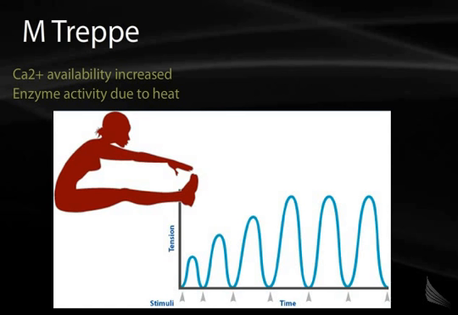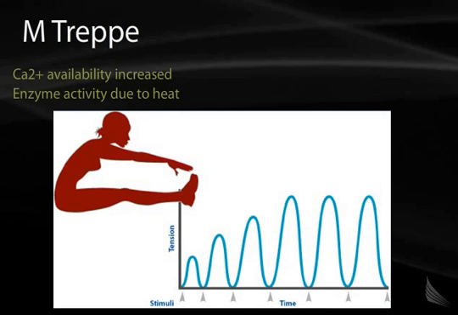Treppe, muscular treppe. So treppe is another phenomenon related to the dynamics of muscular contraction. Shown here on the bottom right is the sequence of contractile strengths observed after multiple contractions of a muscle are initiated. On the graph, there's an initial contraction with a particular tension, and then when the muscle is stimulated again, it contracts with slightly more tension, with a progressive increase in contractile force with subsequent contractions over time.